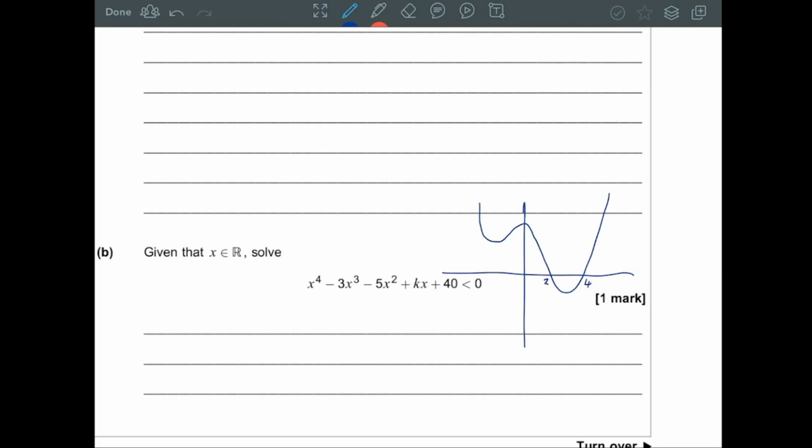And now it's really obvious where this quartic is below the axis, just between 2 and 4. Because it's a positive quartic, so it looks more like a W than an M shape.